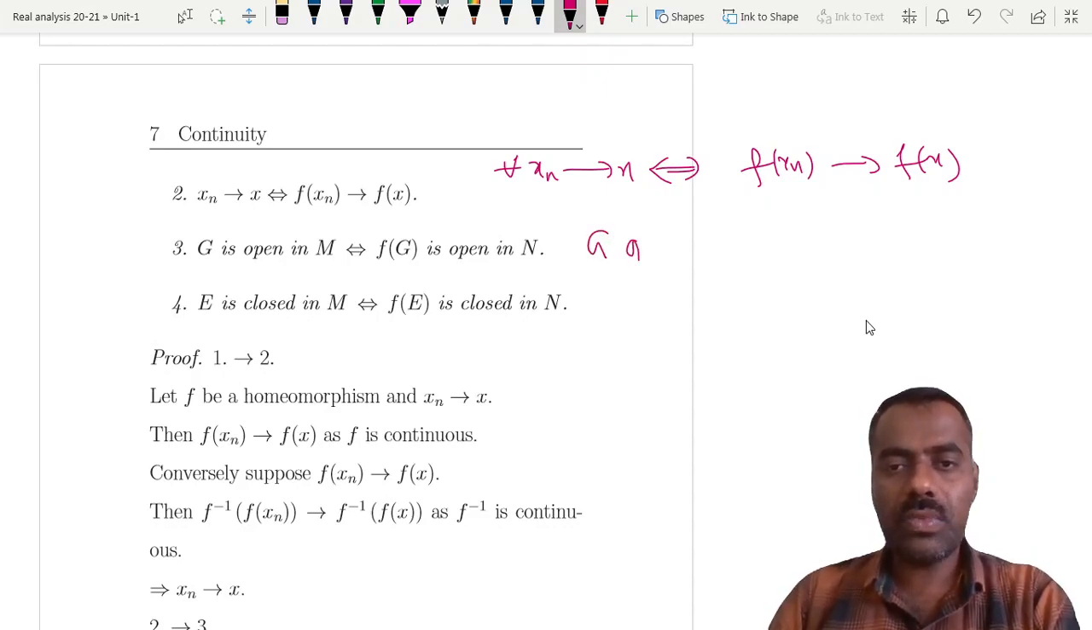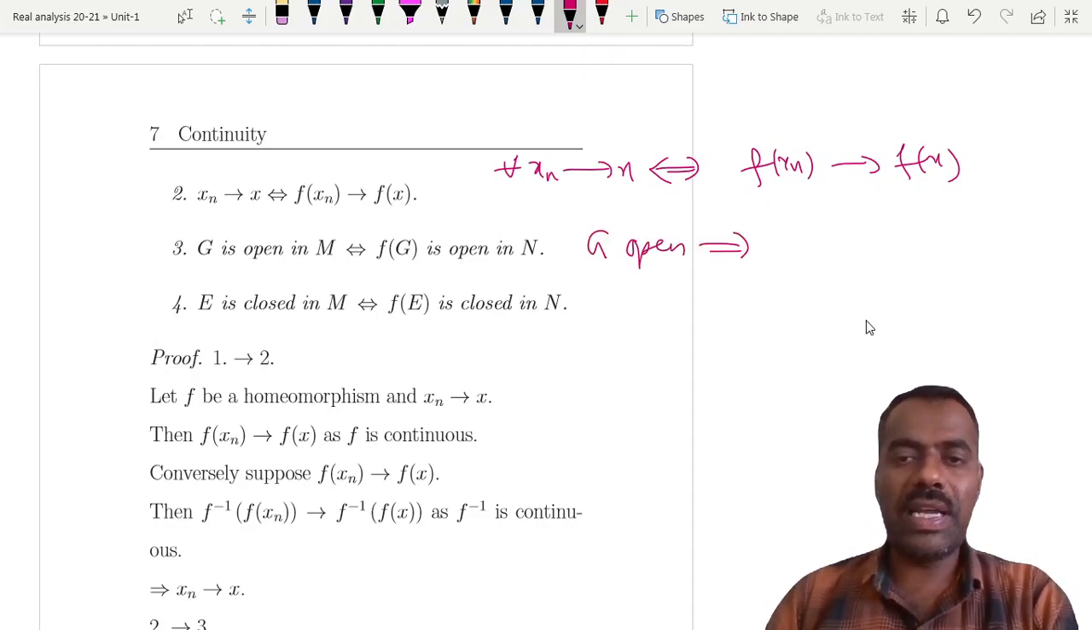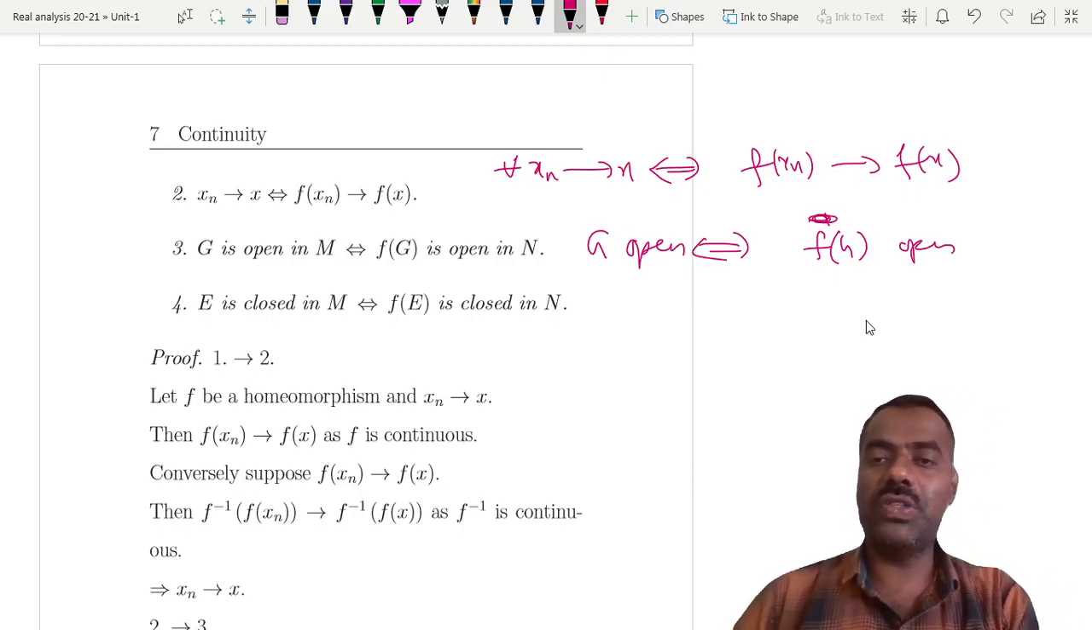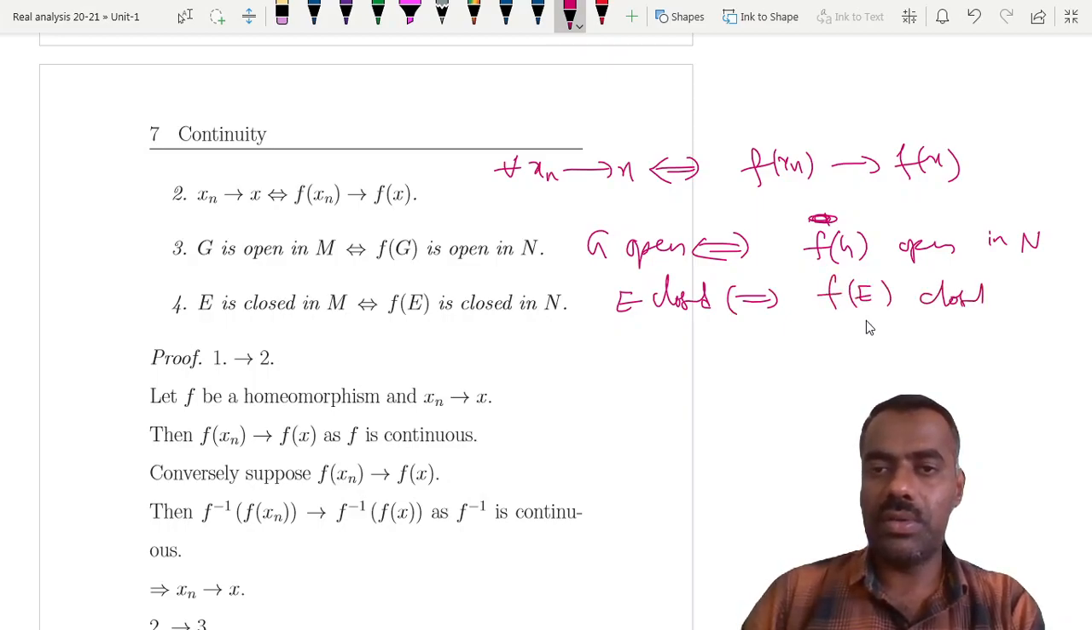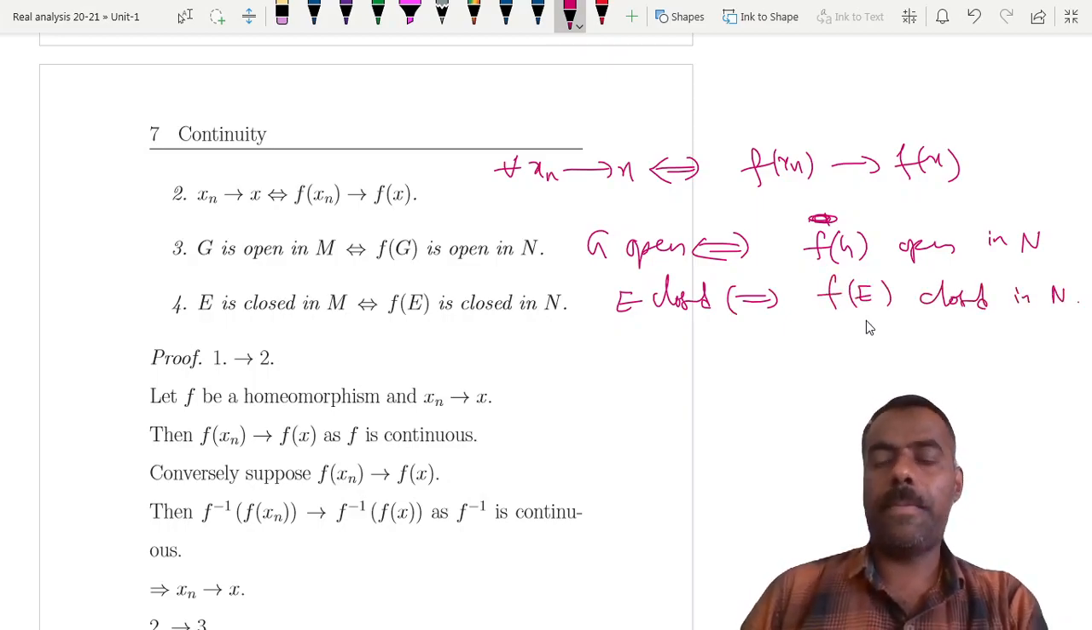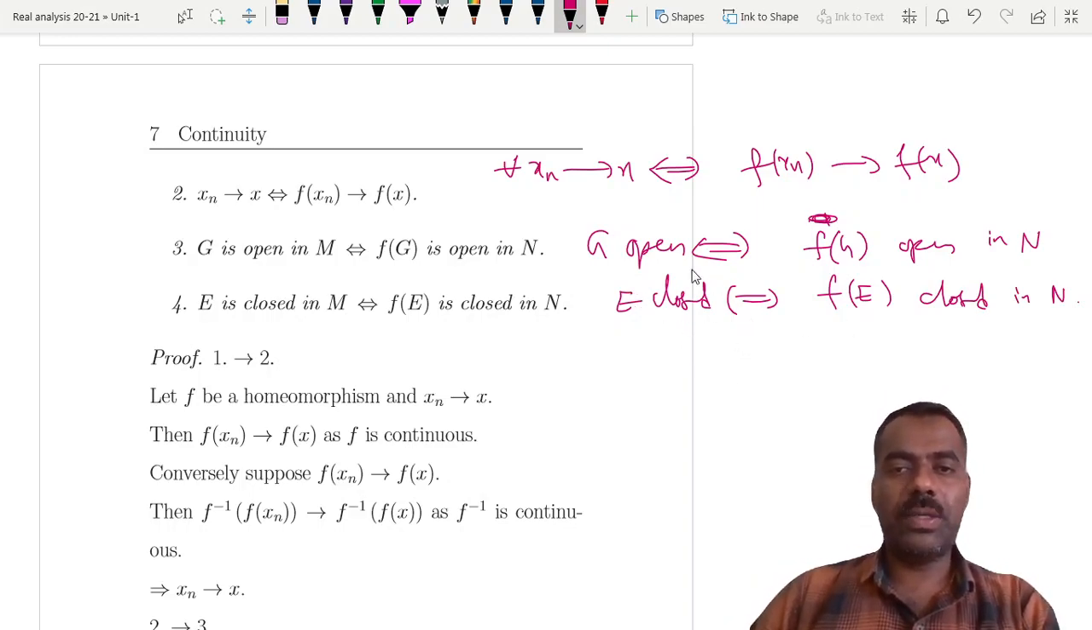Similarly, if G is open, what we proved earlier is that whenever G is open, then f inverse of G is open. Now what you can do is that if G is open, then f of G is open in N. Similarly, if E is closed, then f of E is closed in N. So f is a homeomorphism if and only if any one of these is true.